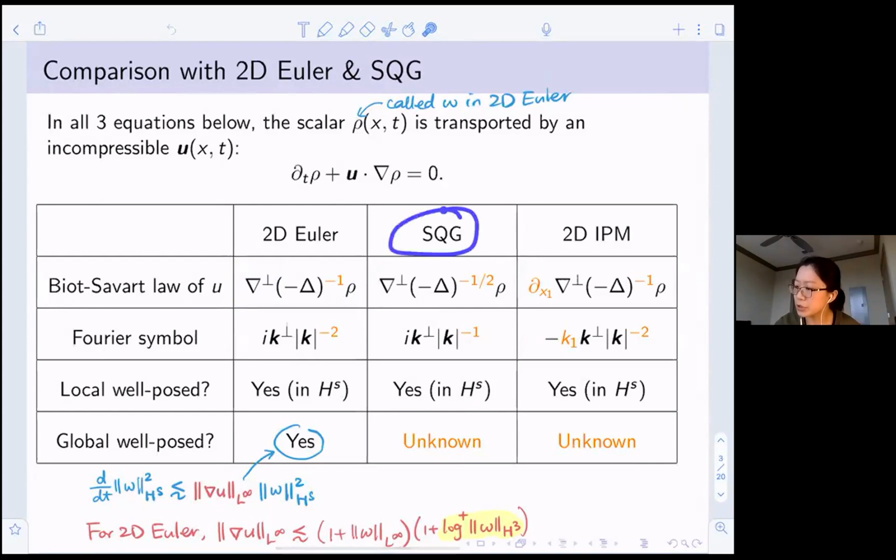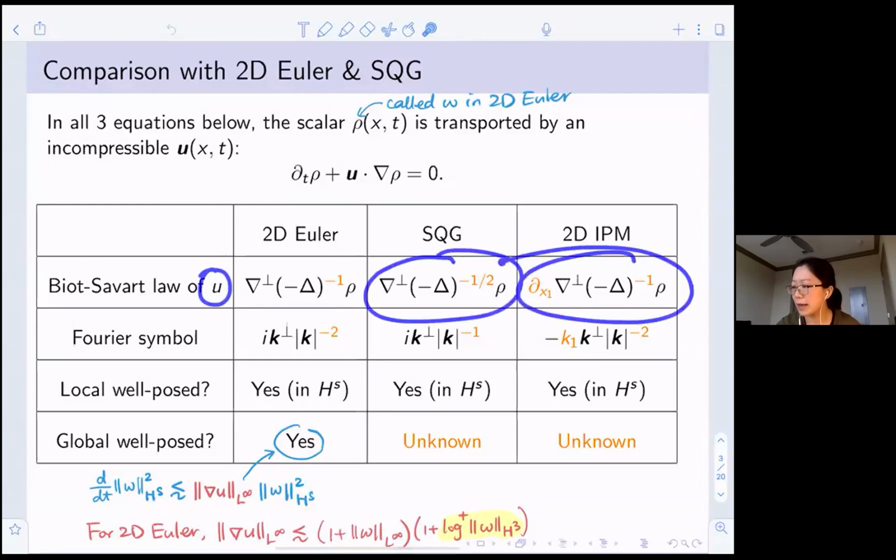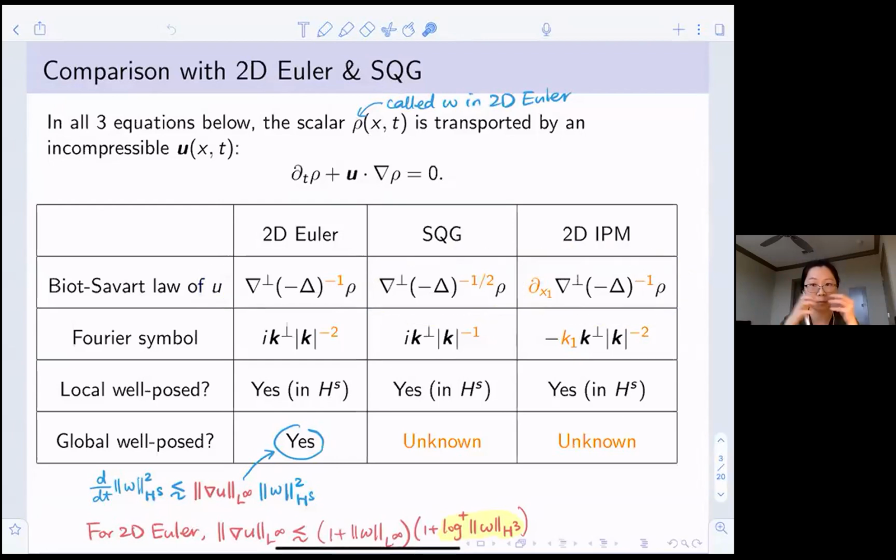But as for the SQG, because we only take half of the inverse Laplacian followed by the gradient, u is about as singular as rho itself, right? And as for the IPM equation, we have a -2 gradients and then one gradient and one gradient. So again, u is about as singular as rho, right? So in that sense the Biot-Savart law for u for the SQG and for the IPM are comparable because they have the same regularity.